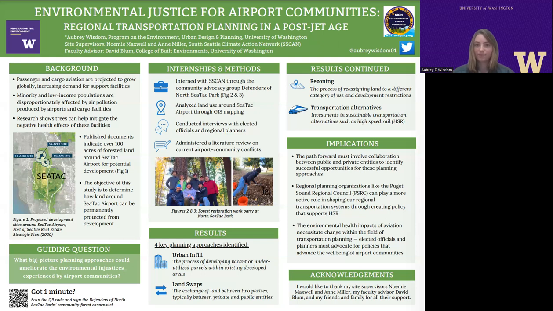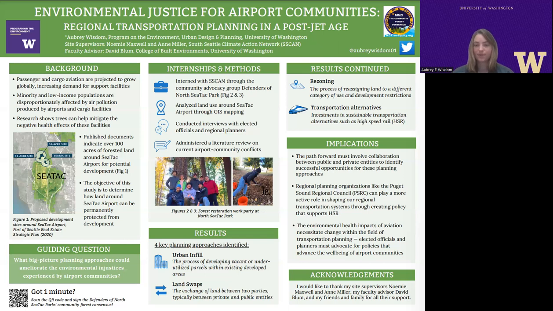Numerous studies show high-speed rail aligns better with transportation justice goals because it has less emissions, it pollutes less, and it has a smaller footprint that impacts the communities around them less. So the implications of my study, the path forward must involve collaboration between public and private entities to identify successful opportunities for these planning approaches. This is a complex issue and it won't be solved overnight. It's difficult to balance the influence of a huge industry that's deeply integrated with our movement of goods, with the well-being of marginalized communities across the US who often don't have much power or representation within the planning process.